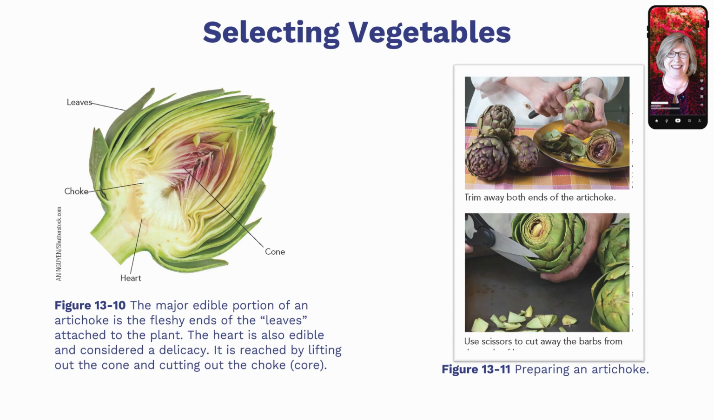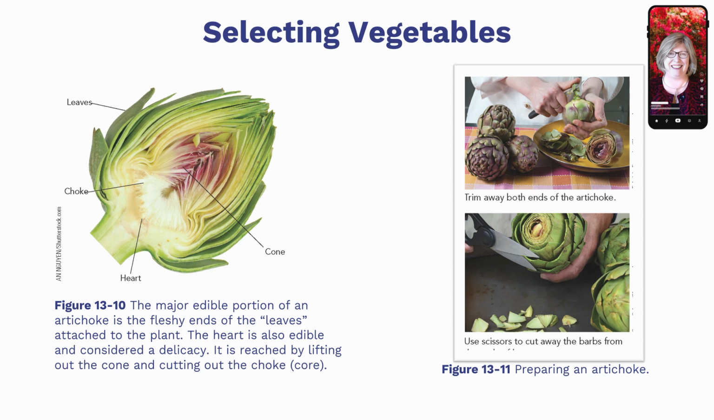Let's take a look at the artichoke. In figure 13-10, the major edible portion of an artichoke is the fleshy ends of the leaves attached to the plant. The heart is also edible and considered a delicacy. It is reached by lifting out the cone and cutting out the choke, or the core. You've probably heard of artichoke hearts.